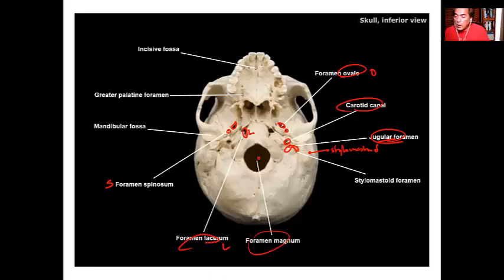So again, anterior and posterior, teeth anterior. Okay, we're looking at the inferior of the base. And remember, the palatine bone is the only bone that you see here. That's the palatine. This is still part of the maxilla.